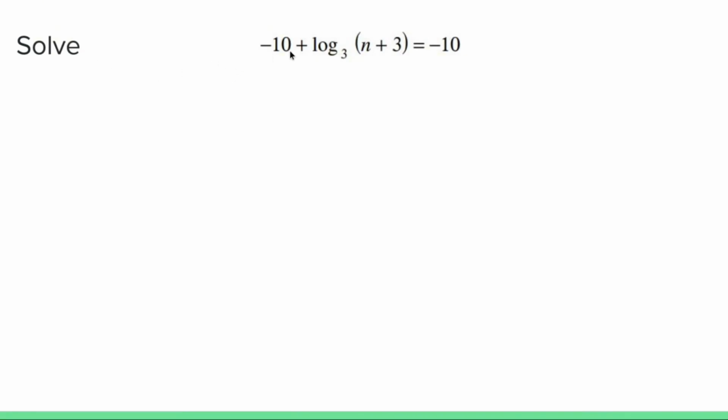Solve negative 10 plus log base 3 of n plus 3 equals negative 10. Well, let's get log all by itself. So let's add 10 to both sides and magic happens, because if we cross those out, that's nice. So I'm left with log base 3 of n plus 3 equals nothing. Now, this n is trapped inside of a log. How do I get it out?